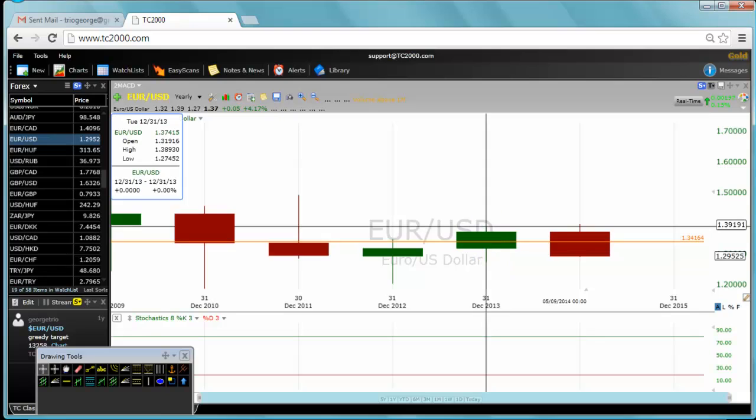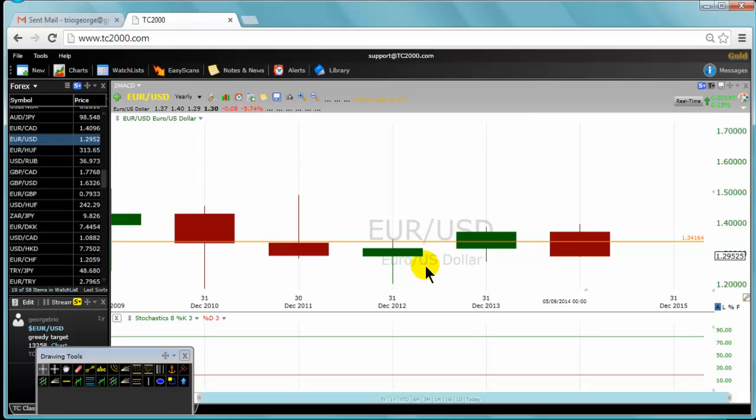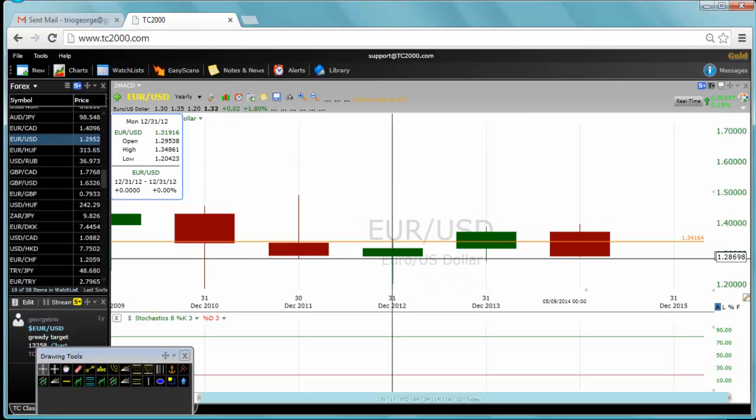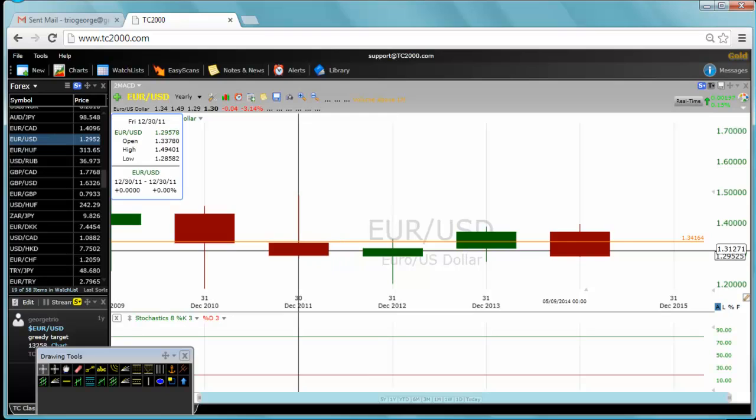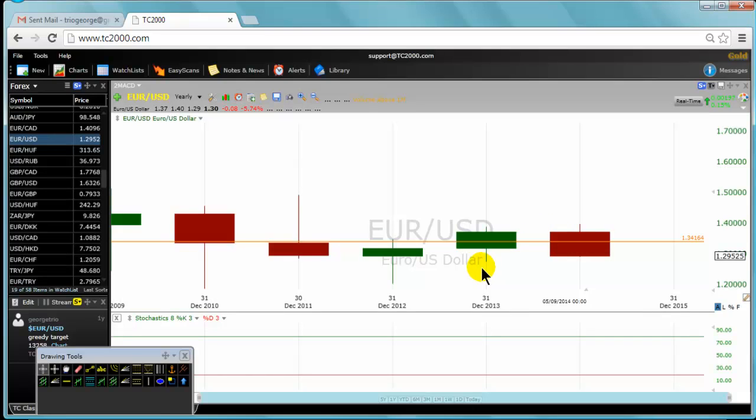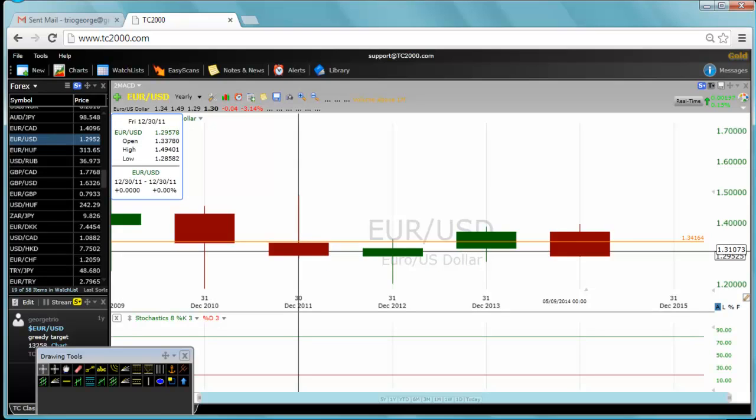This is the low of 2013. That's the key level you must watch now. It's at 1.2745. There's another key level here, the low of 2011. It's at 1.2858. Watch those key levels, the low of 2013 and the low of 2011. Watch them.